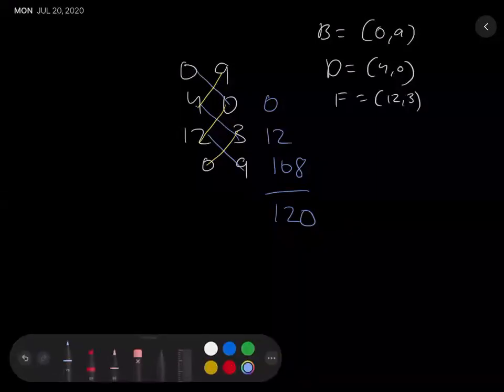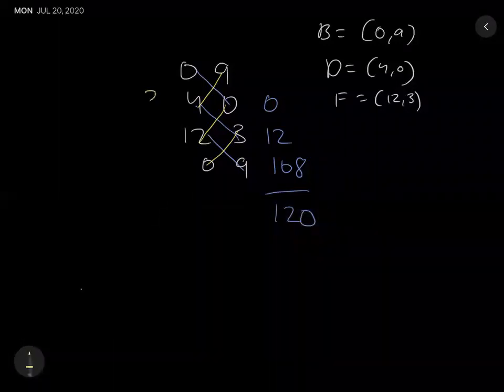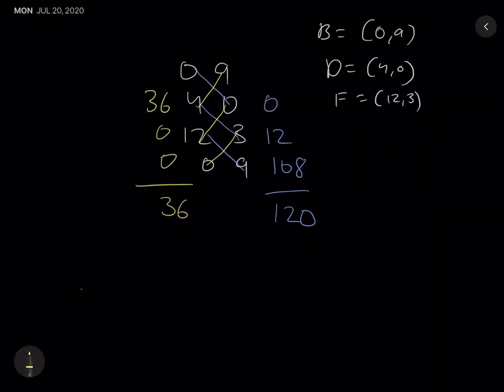9 times 4 is 36. Go back to my other color. 36. 0 times 12 is 0. 3 times 0 is 0. This will be 36. You probably notice why it's called the shoelace theorem, because it looks like a pair of laced up shoes. So what we're going to do is we're going to subtract these numbers. So 36 minus 120.